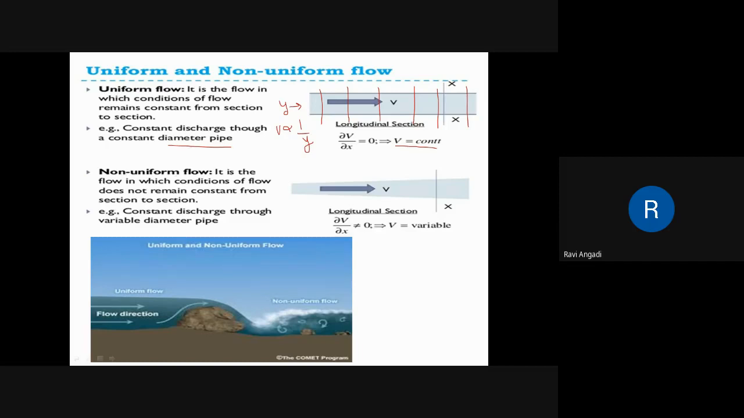Okay, and coming to non-uniform flow. Non-uniform flow is the flow in which the condition of flow does not remain constant from section to section. So here the depth of flow varies. As the depth of flow varies, the velocity also varies. So ∂v/∂x is not equal to 0, then we can say the velocity is variable here. This is what we call non-uniform flow.